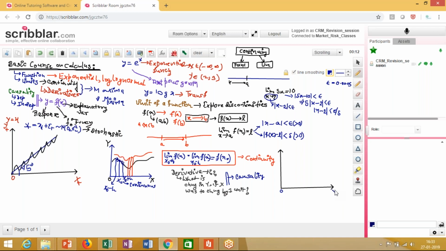Over here I have my xt, and over here I have my yt. So yt equals f of xt. Between 0 and xt, this is xt, and over there I have yt.